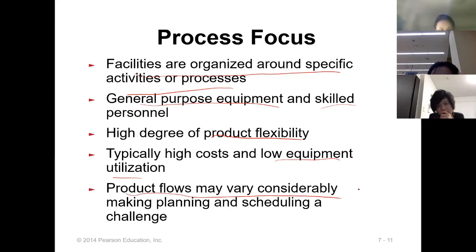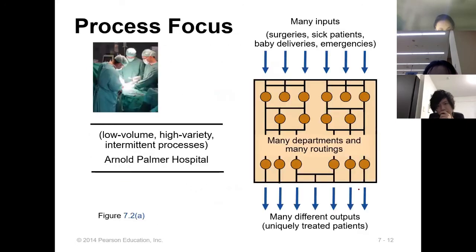So hospitals are also process focus. If you go to a hospital, everyone who goes has a different kind of sickness. Okay, this is a surgery. Not everyone will have to go for surgery. For example, now COVID patients, many levels. Have you seen videos of people in ICU in COVID? In the intensive care unit?